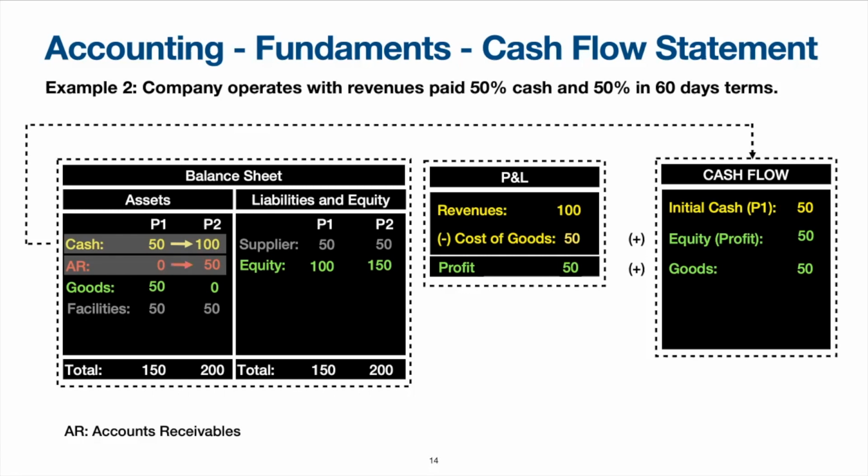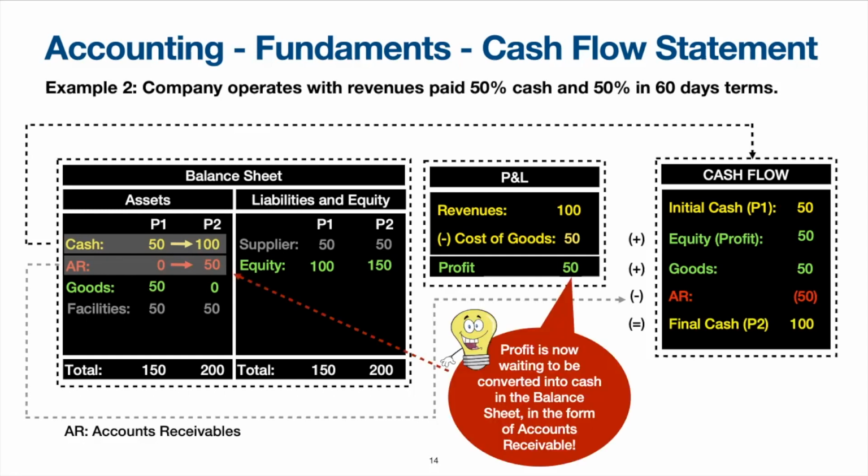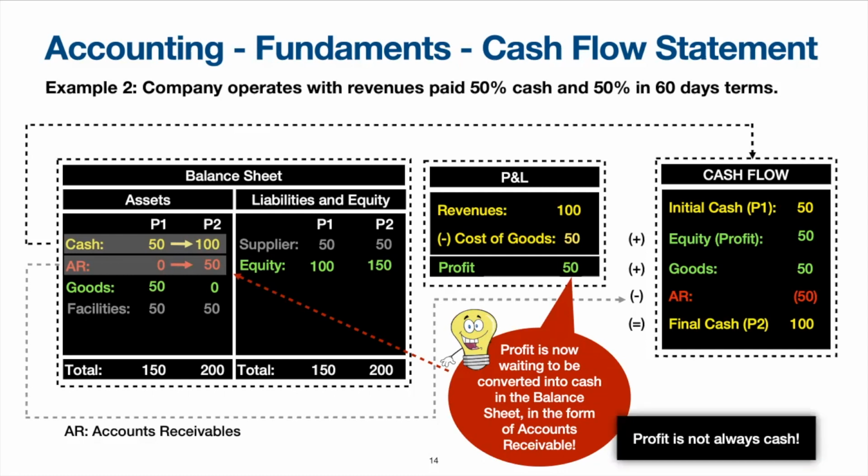My accounts receivable, I reported it in my cash flow as a reduction of cash of 50 because I'm increasing my asset. And therefore, my final cash is now 100. One element is calling our attention here. Our profit is no longer in our cash. Therefore, what we can conclude from that is that profit is not always cash.